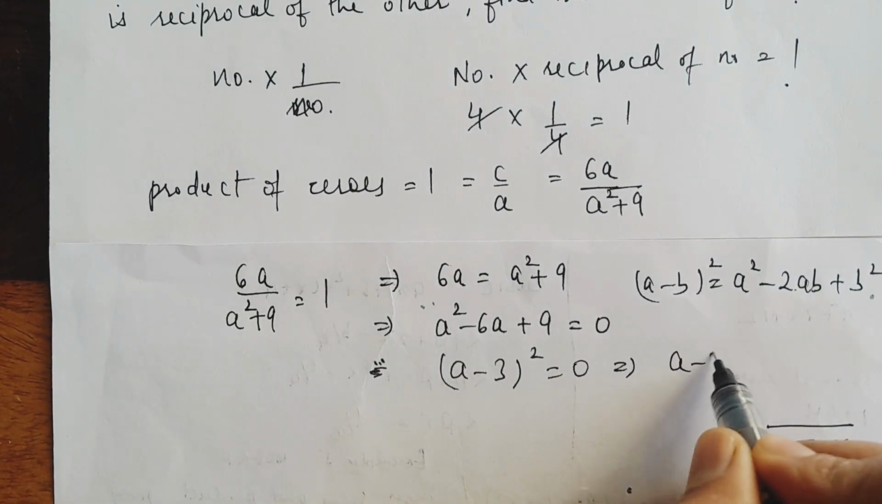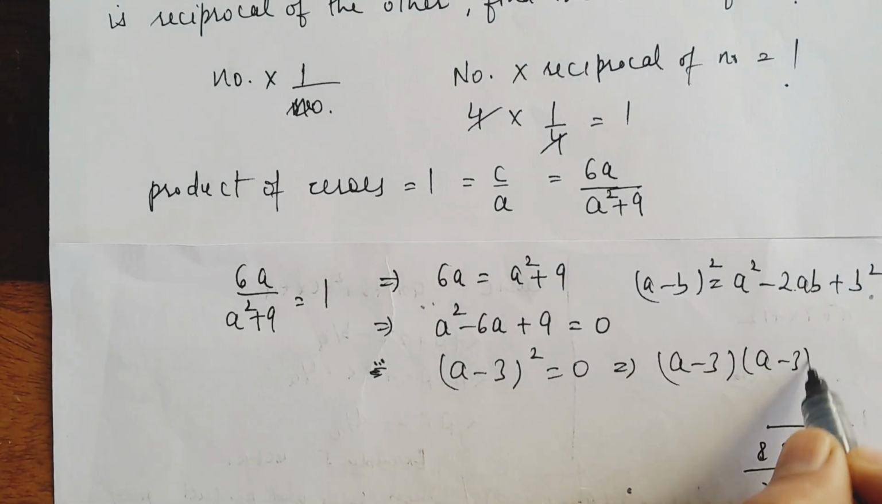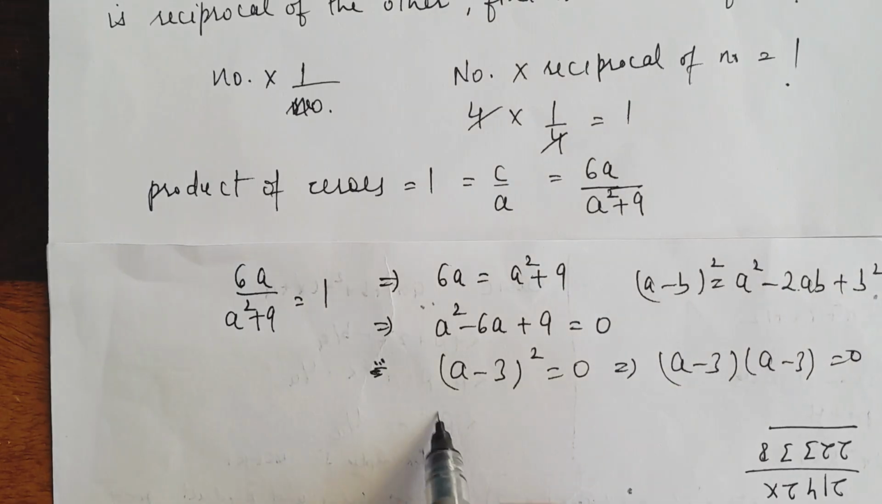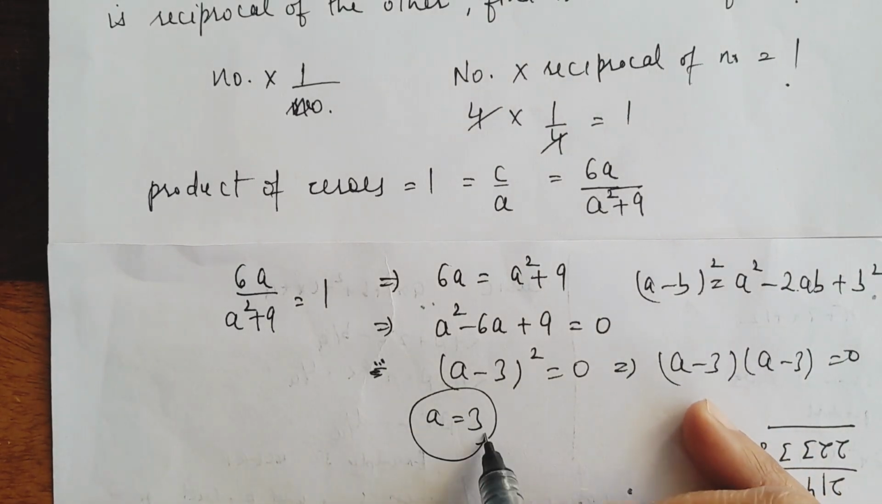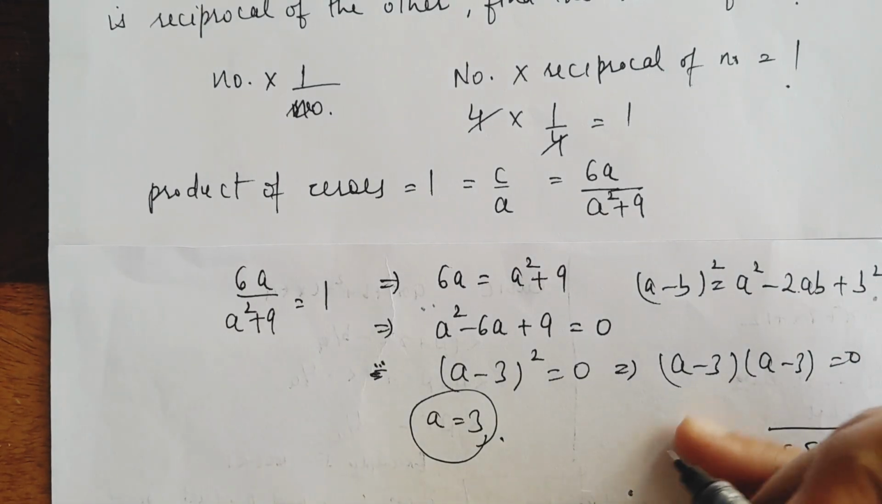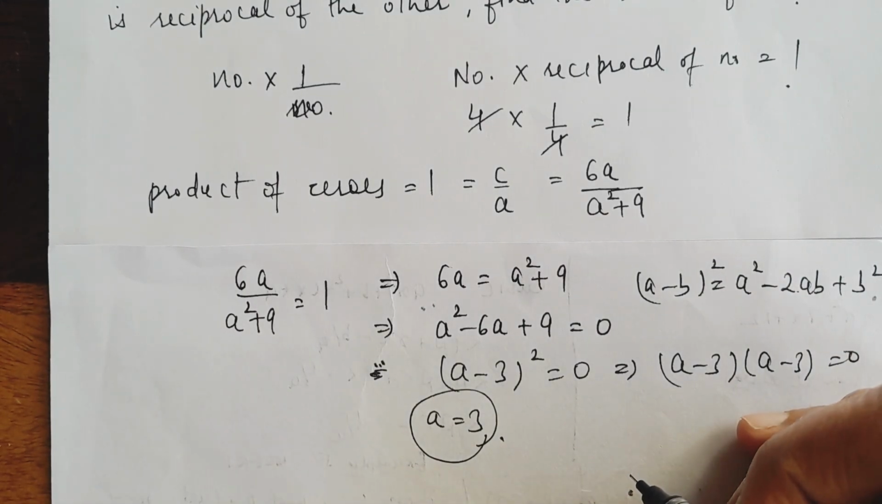So we will get two factors, a minus 3 and a minus 3. One by one if we put them equal to zero, the value of a will be 3 only. That is our required answer, the value of a that we had to find out. So again I am repeating this.